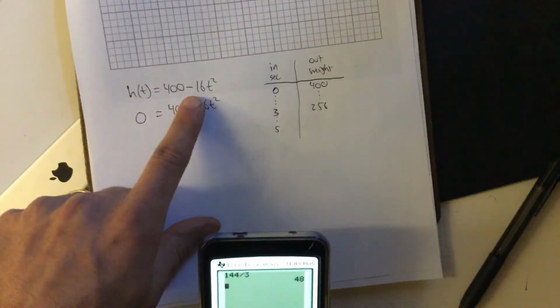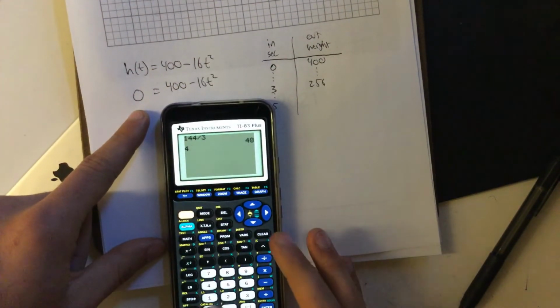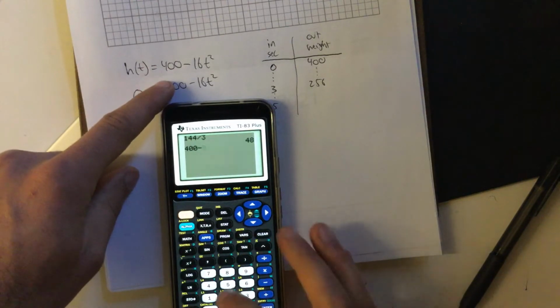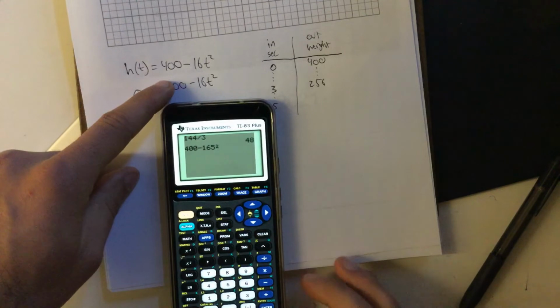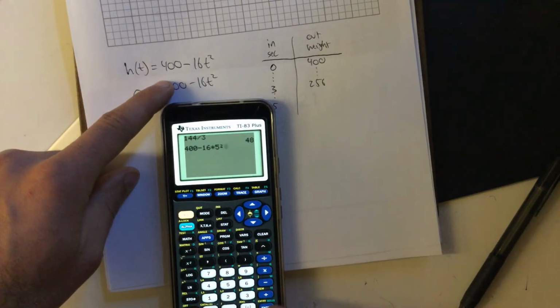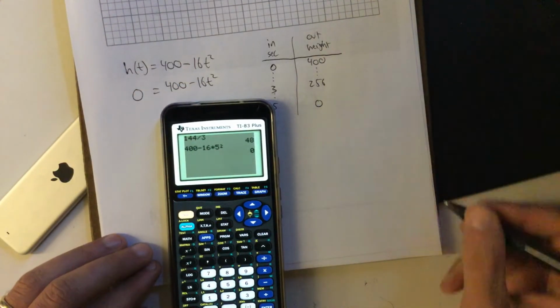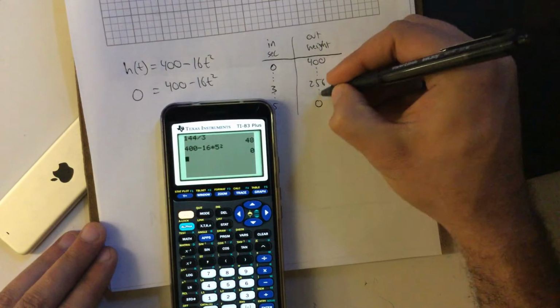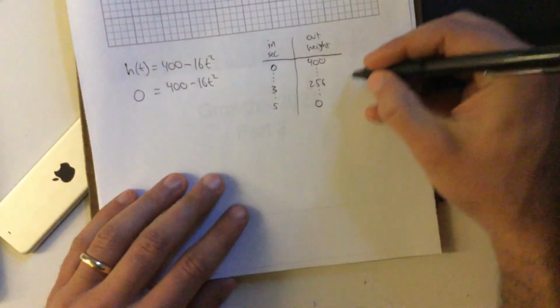And so we're going to do h of 5, which will be 400 minus 16 times 5 squared. Oh my gosh, what luck. 0. I didn't know that. Okay, well, that's great news. So now we actually know that the answer is 5 seconds.